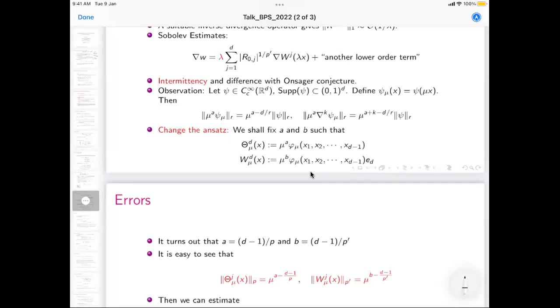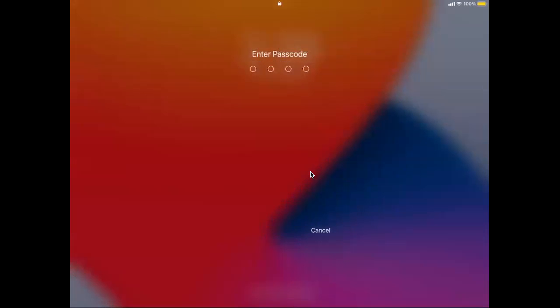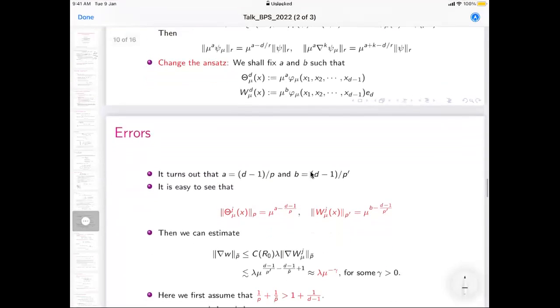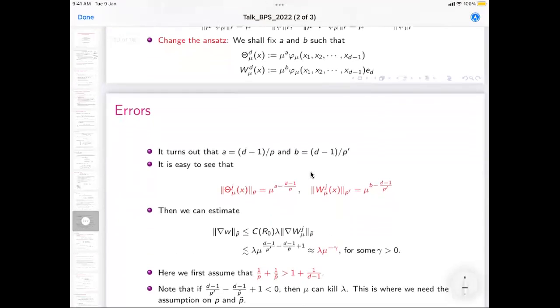You are actually concentrating, right? So I have to choose A and B in a way such that the LP norm of theta and the LP prime norm of this W should be finite, because that's the norm we are propagating. And if you do a little algebra, you'll see that these are the choices.